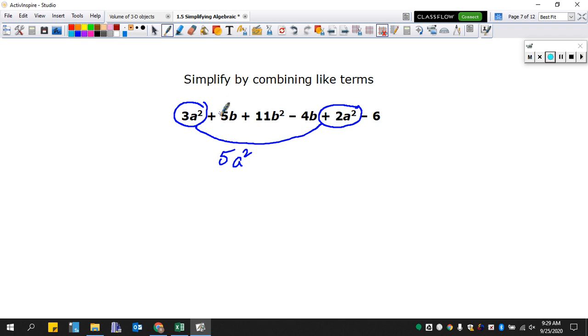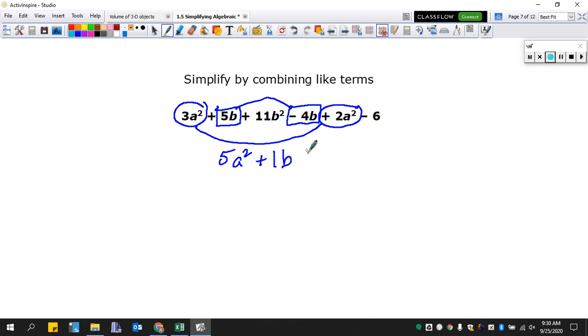The next one, I have a 5b. We have 11b squared. No. I have a minus 4b. So what we're going to say here is 5b minus the 4b, because we're subtracting. 5 minus 4 is 1, and it's a positive one, so we're going to say plus 1b. And then we're going to say 11b squared. If I look, the only thing that's left is the 6. It's not a b squared.